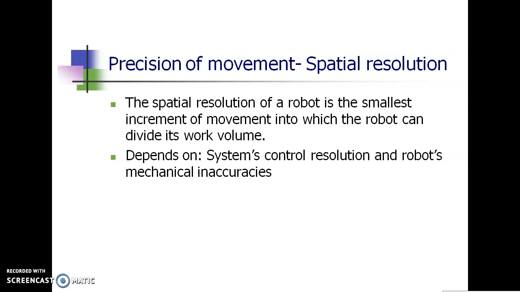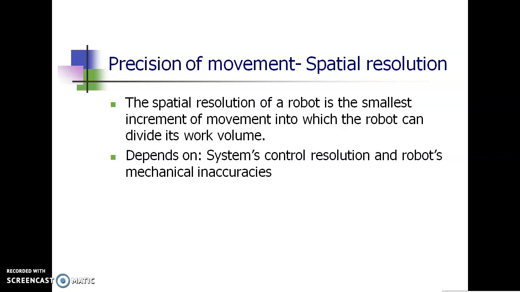The precision of movement is decided by the spatial resolution. The word spatial resolution means the smallest increment of movement into which the robot can divide its work volume. The work volume of the robot is divided into small increments, and one such increment is called spatial resolution.